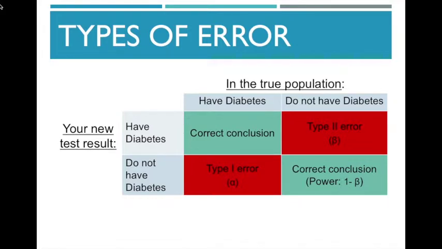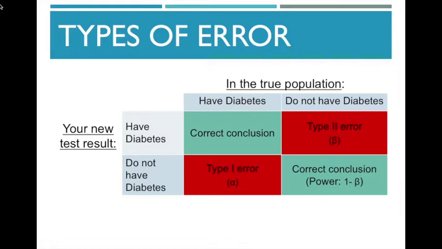Here's another example with the alpha level down here, in the red box, indicating a type 1 error, falsely saying there is a difference or significance. This can also be referred to as significance, and it's always set at 0.05 for this course. So in this example, if you get a type 1 error, it would mean that the person does not truly have diabetes, but maybe this new test you're running says that they do.